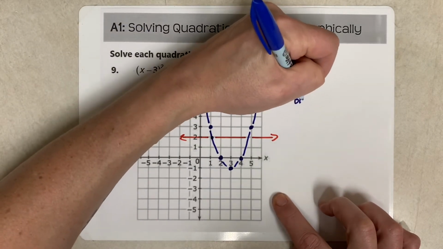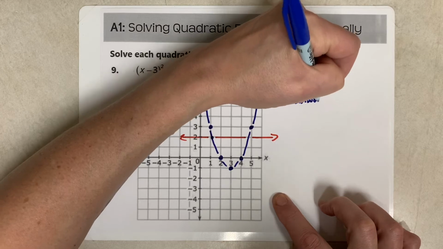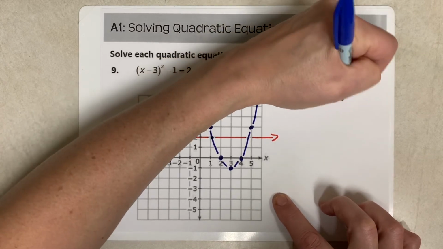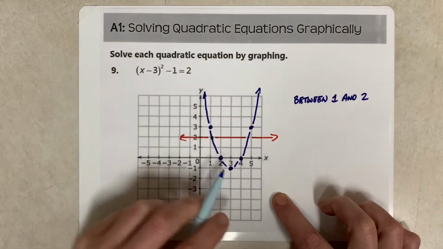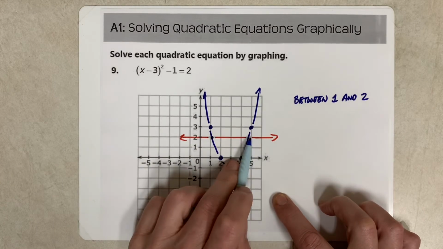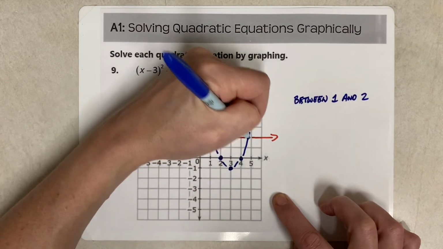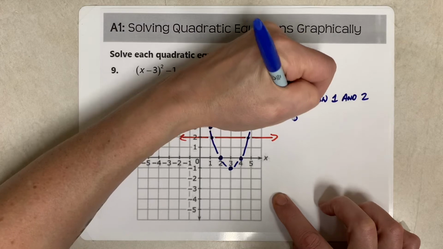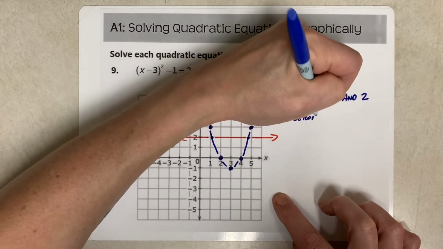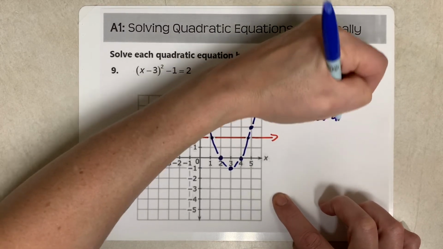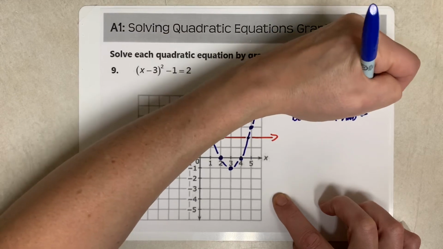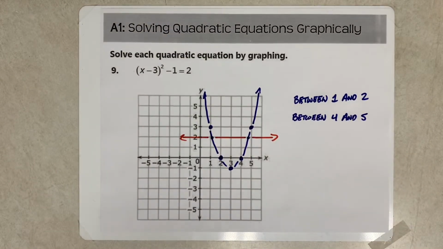There's definitely going to be a solution between 1 and 2 somewhere. And then we also have one, it looks like, between 4 and 5 right here at this point. So we're going to say also between 4 and 5. So if you solve it by graphing, you can't really tell exactly what the values are, which is why we're going to have other ways to solve these so we can get an exact value.